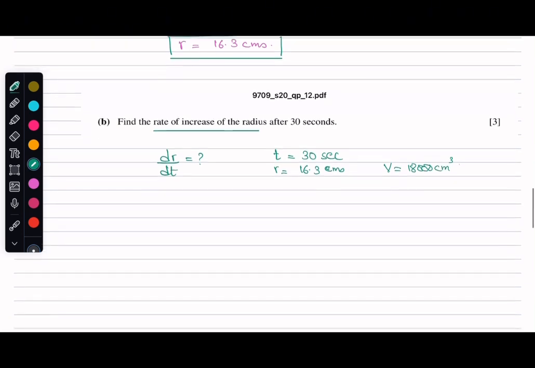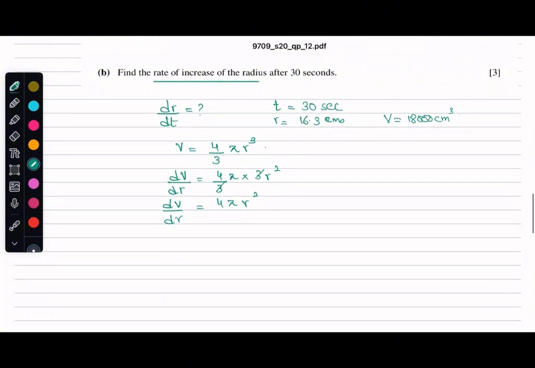If they are asking for dr by dt, then we know that the volume is 4 by 3 pi r cube, so dv by dr, we are going to form the chain rule here. dv by dr shall be equal to 4 by 3 pi times 3 r square. The 3 gets cancelled, and I am left with dv by dr equals 4 pi r squared. This actually is the surface area of this spherical balloon.